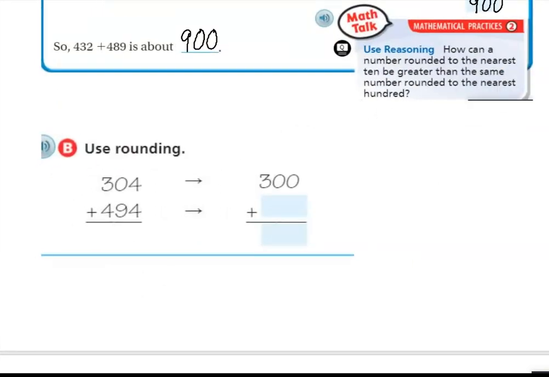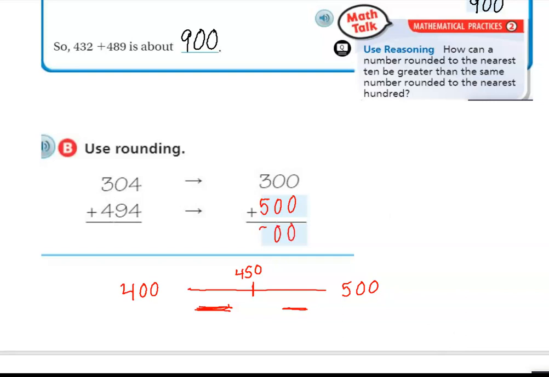So let's use rounding. We'll round 304 to 300. Pause the video and tell me, where would 494 round to? You can use whichever strategy you'd like. You can think about a number line and think, well, what place would that number go? If it's closer to 500, it would move up to 500. If it's closer in this section to 400, 450 and lower, it would move down to 400. So go ahead and give it a try and add it up. Okay, so if you said 500, you were correct. So we estimate that answer to be 800.